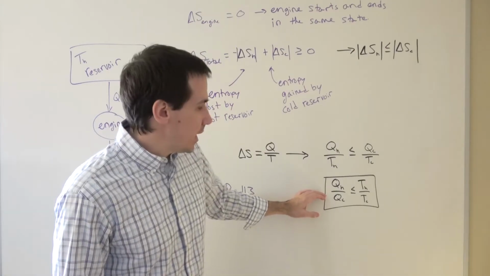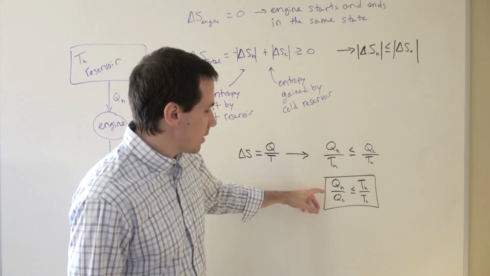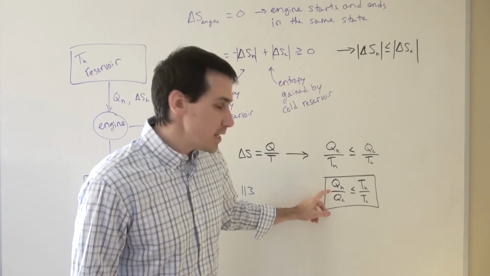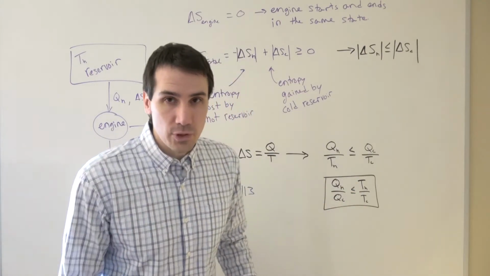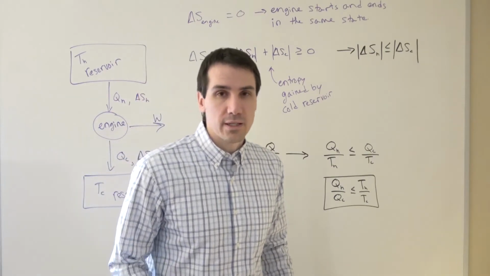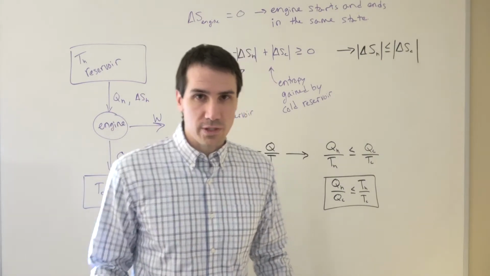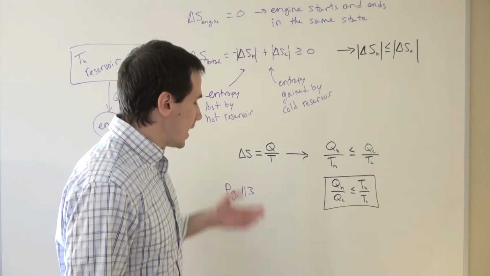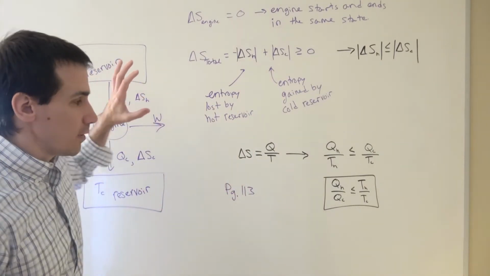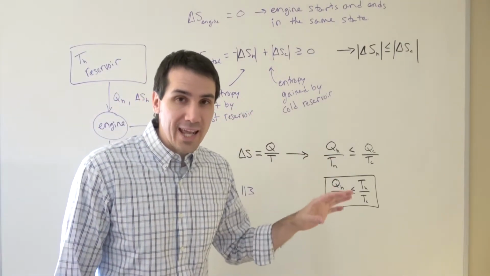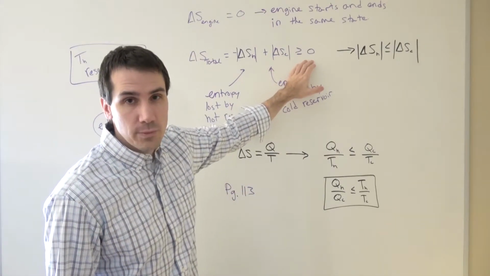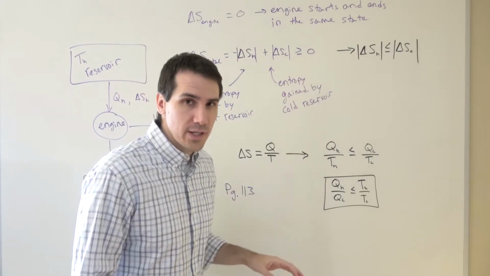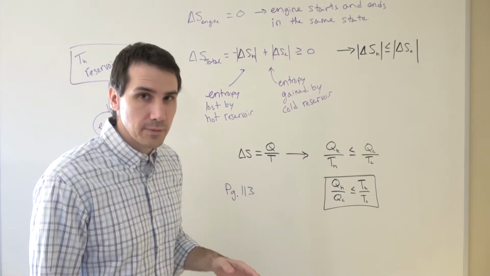And now we have a relationship, just rearranging the variables, between the ratio of the heat transfer and the ratio of the temperatures for the two reservoirs, the hot reservoir and the cold reservoir. This simply comes from looking at what the total change in entropy of the system needs to be, and not letting that change in entropy ever be larger than 0 for the full cycle.